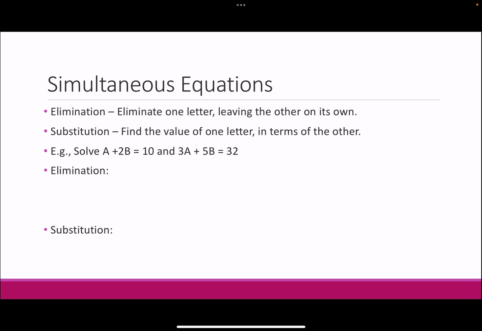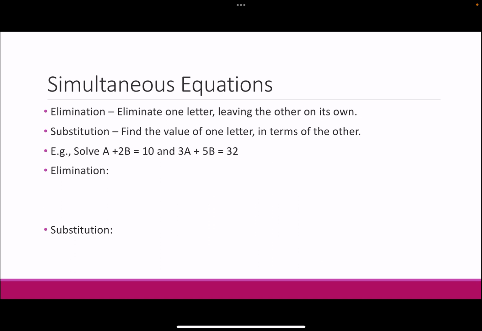Substitution is when we try and find the value of one letter in terms of the other letter in one of the equations, and then we substitute that value into the other equation. So let's take a look at an example to clarify things.